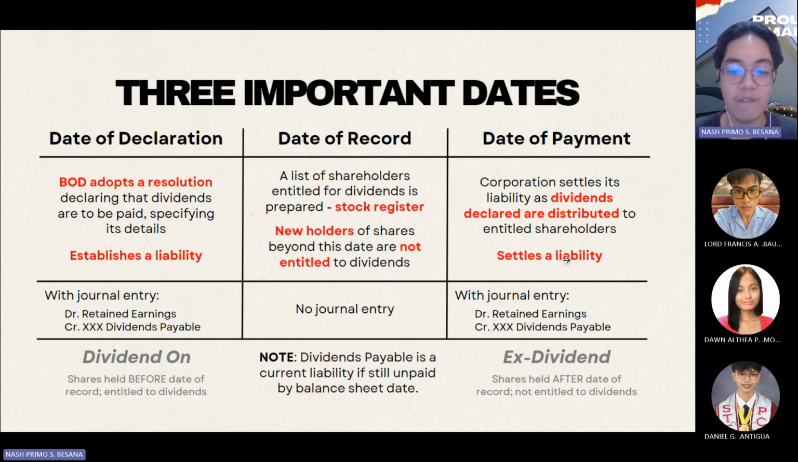So dividends payable is a current liability if still unpaid by balance sheet date. So it is presented as a current liability.